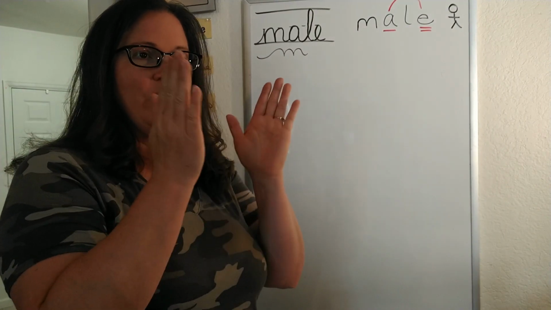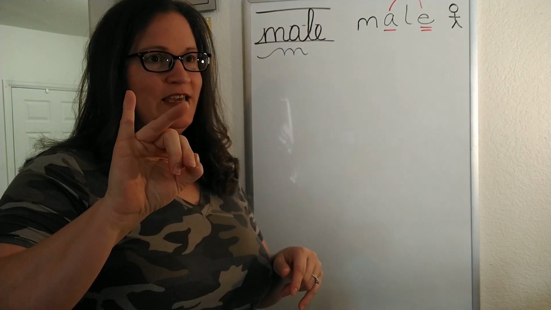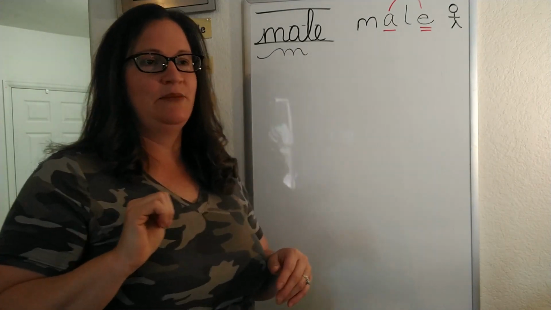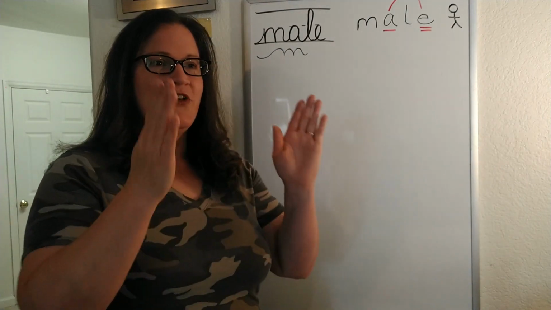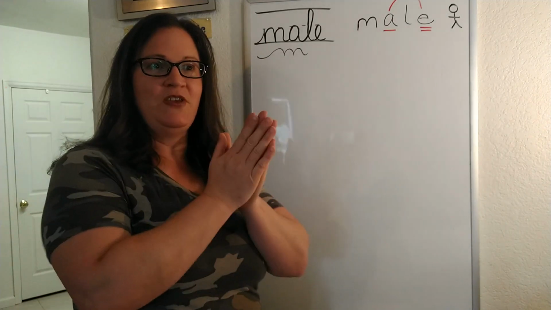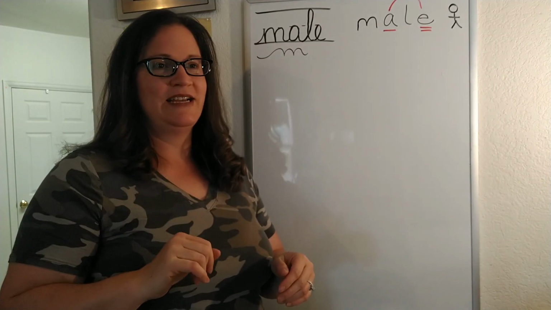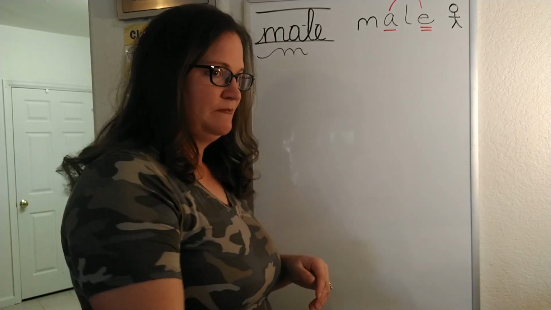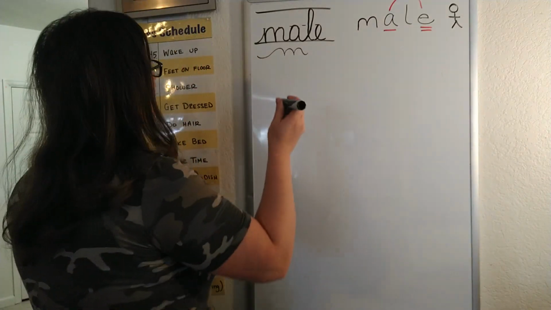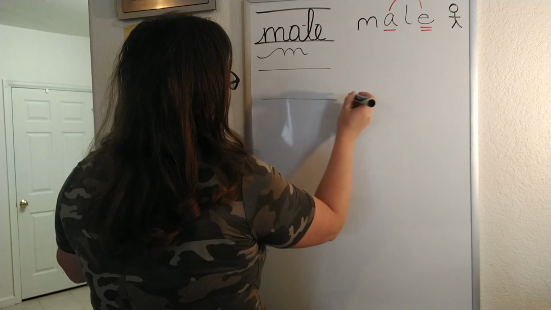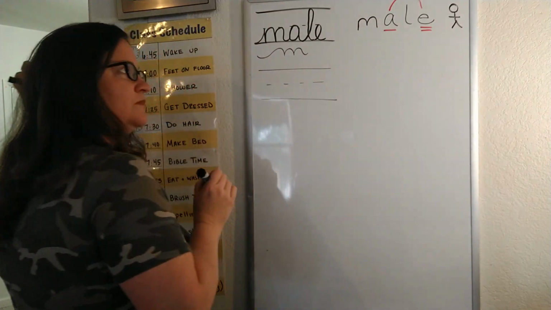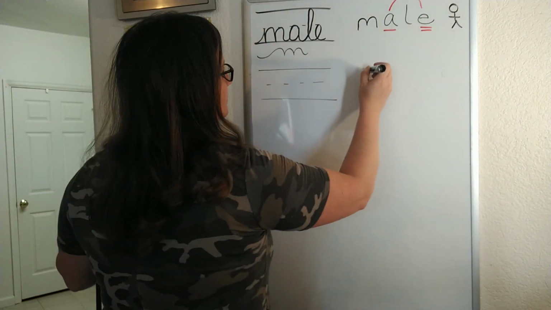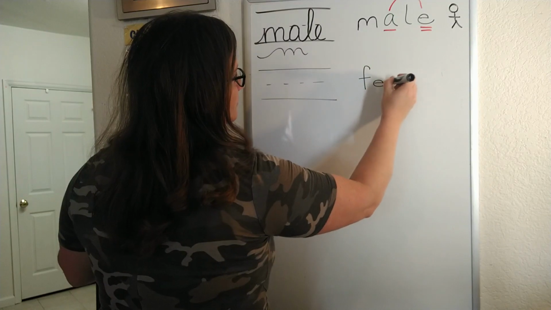Female. Ready? Fee. E. Male. M-A-L. How many syllables? Two. Let's do it together. Female. First syllable fee. E. Second syllable male. M-A-L. Say it as you write it, please. Okay, sound it out. E-L.